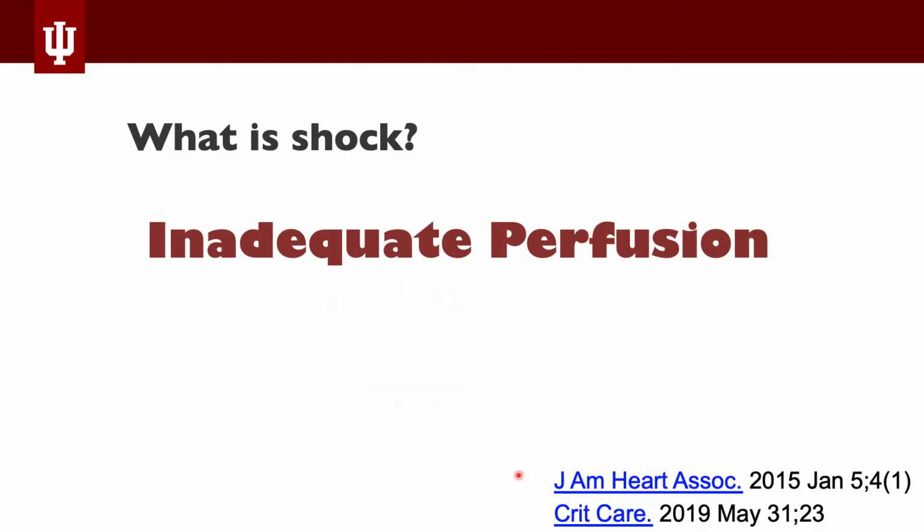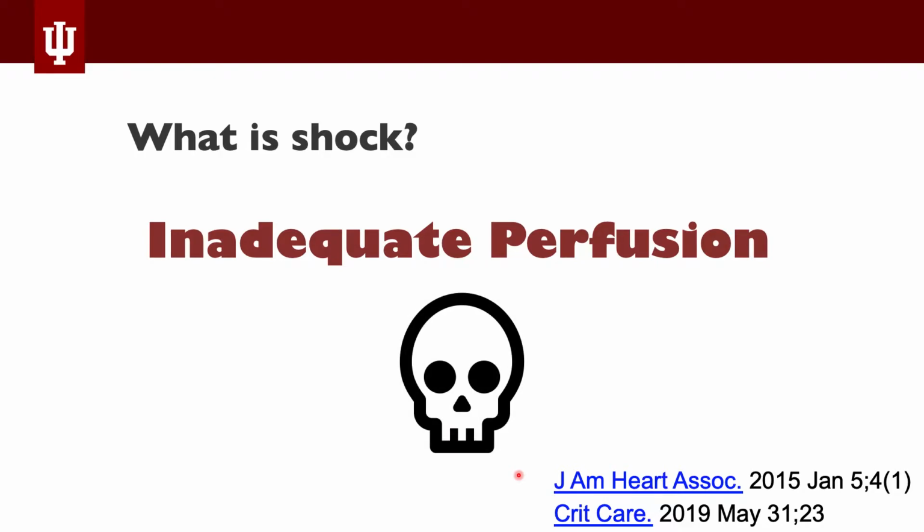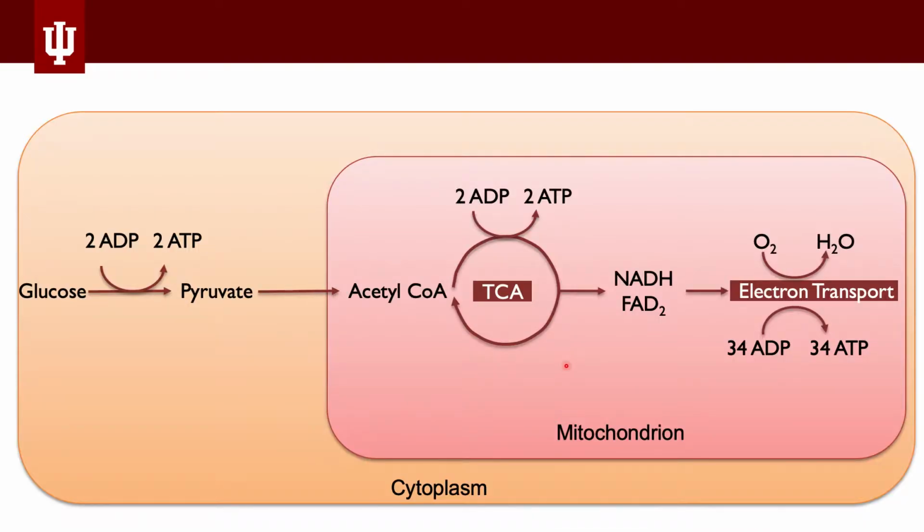At its core, shock is inadequate perfusion. That's what we mean by tissue hypoxia in most of these circumstances, is inadequate perfusion, and it is most definitely a deadly state. Septic shock alone has a mortality of around 40%. Cardiogenic shock is at least 40%, and in some cases can be as high as 70-80% depending on the etiology. These are deadly states, and they require rapid attention, which is why we're going through this in the ICU.